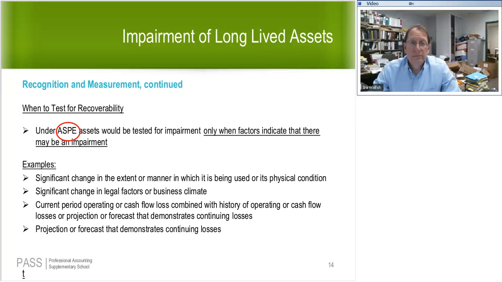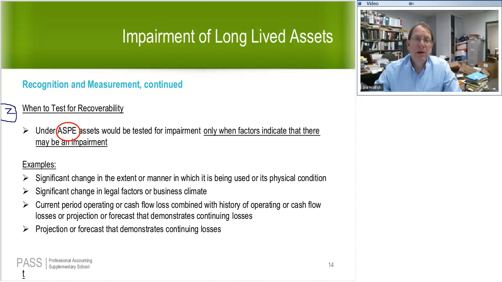So, is everybody good, people? That is what I call issue number one. Issue number one, what's my impairment formula? Do I have an impairment? Okay, issue number two. When do I test for recoverability?